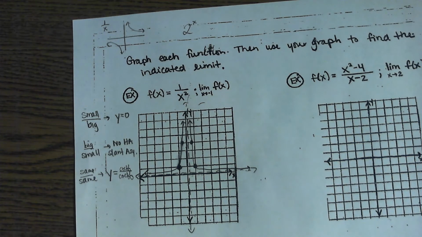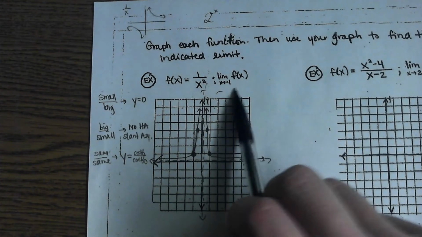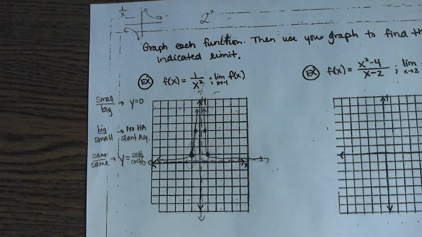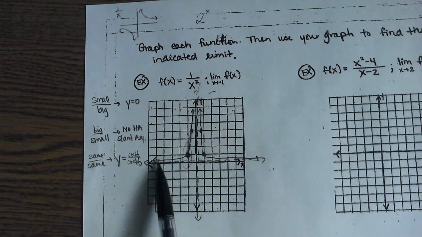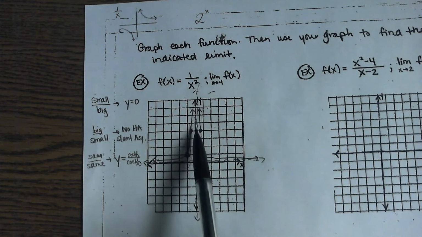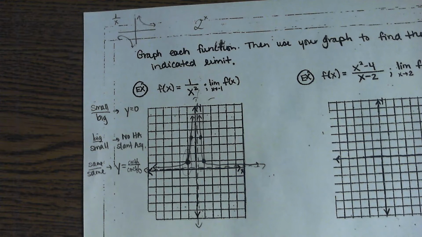So, find the indicated limit. This wants the limit as x approaches -1, which is right there. If we approach -1 from the left, and we approach -1 from the right, they're both going to the same point, correct? And what is that y value? 1.